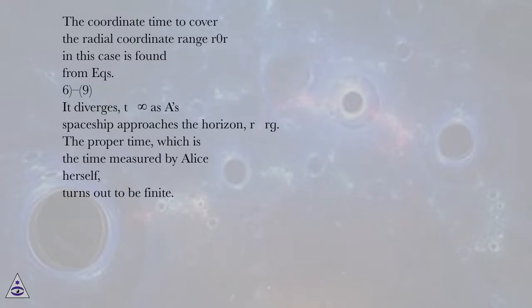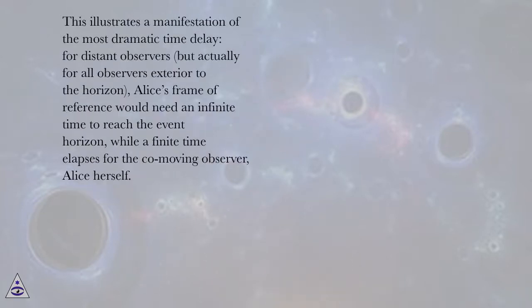It diverges, t tends to infinity, as A's spaceship approaches the horizon, R_g. The proper time, which is the time measured by Alice herself, turns out to be finite. This illustrates a manifestation of the most dramatic time delay, for distant observers, but actually for all observers exterior to the horizon. Alice's frame of reference would need an infinite time to reach the event horizon, while a finite time elapses for the co-moving observer, Alice herself.